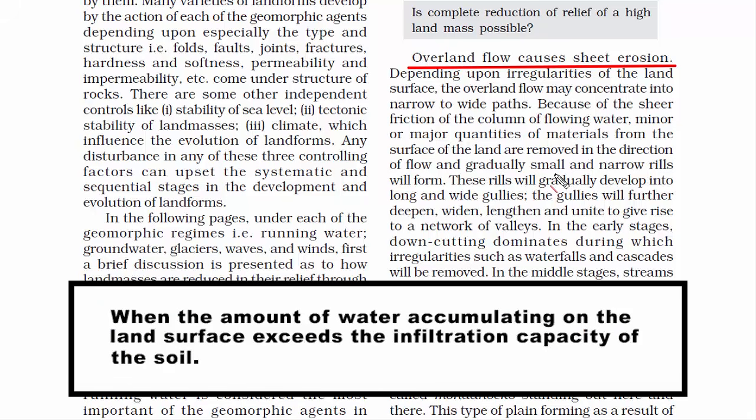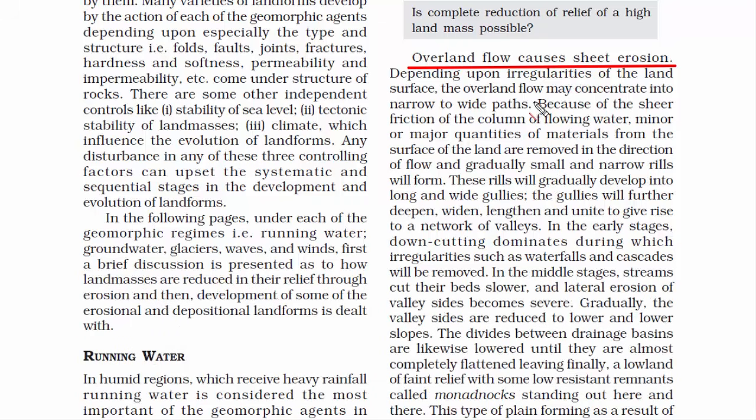In this, excess water due to heavy rain, storm, flood, melting of ice or other sources flows over the Earth's surface. Basically, overflow of water occurs on Earth's surface. This is what is called overland flow.